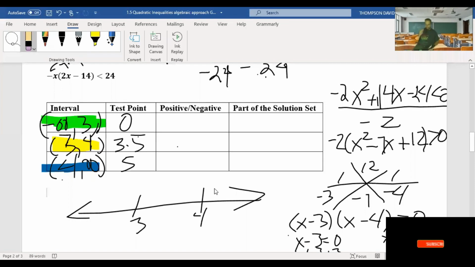Okay, now we're going to plug each of our test points into our new inequality. We'll say negative 2, parentheses 0 squared minus 7 times 0 plus 12, that would be negative 24. And that's negative, and a negative answer is not positive, so it's not part of the solution set.